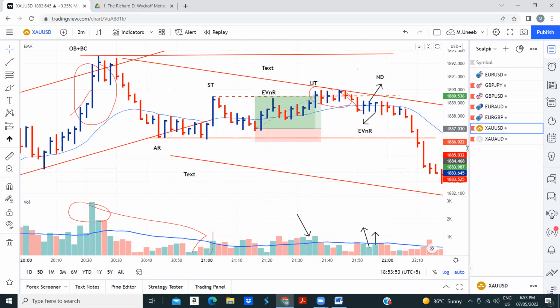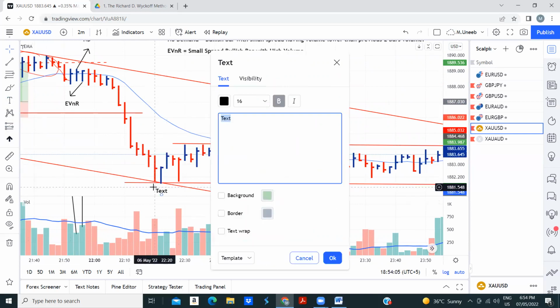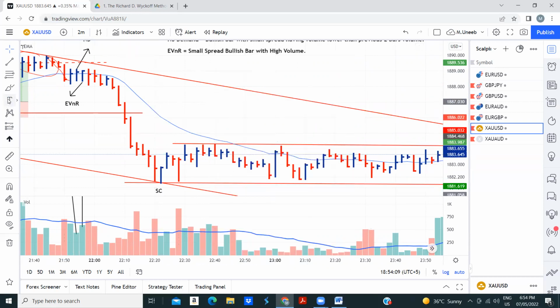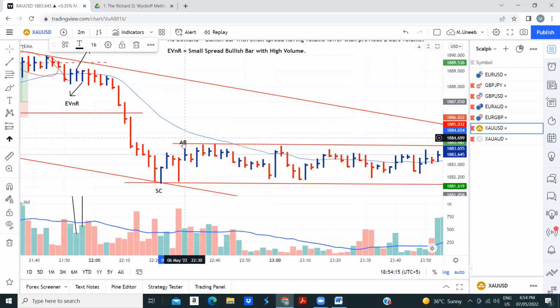Got it? So you can take multiple trades. For example, if I have this one, what do we have here? A selling climax, a secondary test, and then the price came back down. So if we call this one a selling climax and this one an automatic rally, after the automatic rally I know the price came back and tested this region.